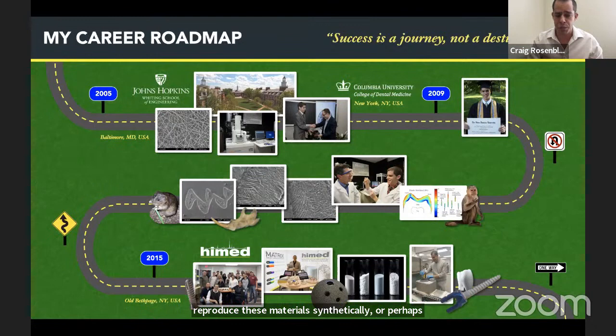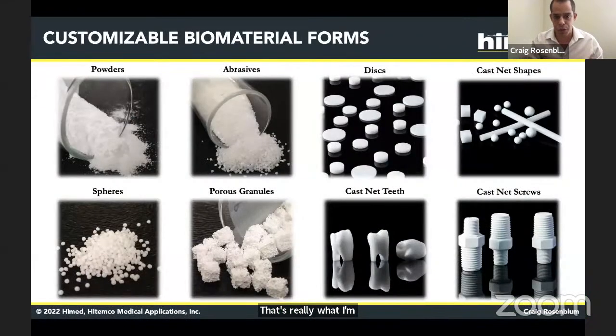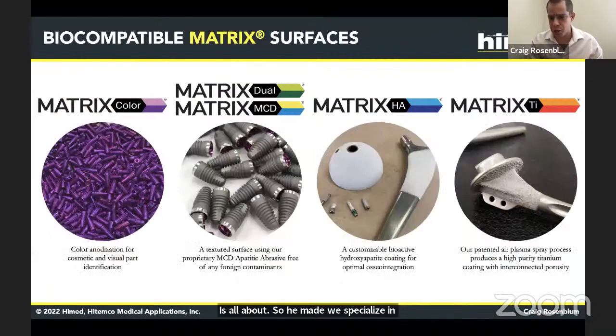And 3D printing is not done until you post-process, as Jenny made sure to include in the tagline. When it comes to post-processing and surface treatment operations, that's really what HiMed, the company I've been working in since 2015, is all about. HiMed specializes in the manufacture of different biomaterial forms, as well as surface treatments such as textures, coatings, and anodizations, and so on and so forth.